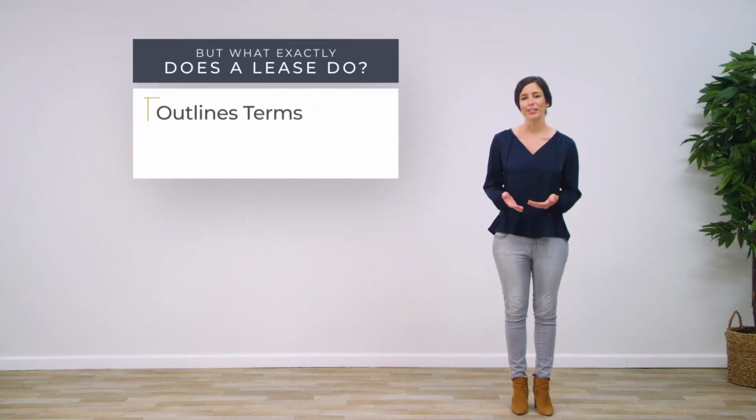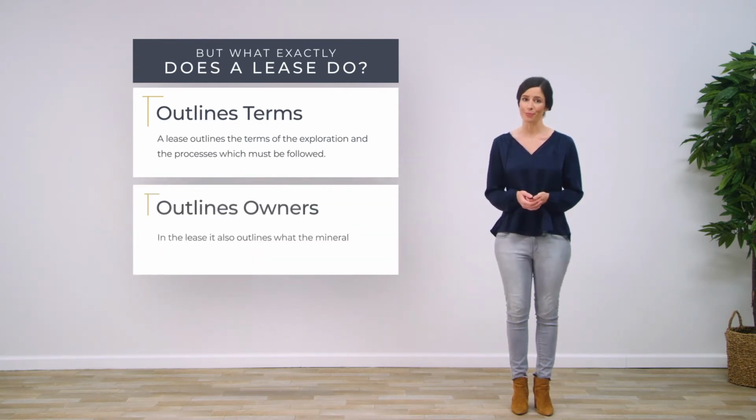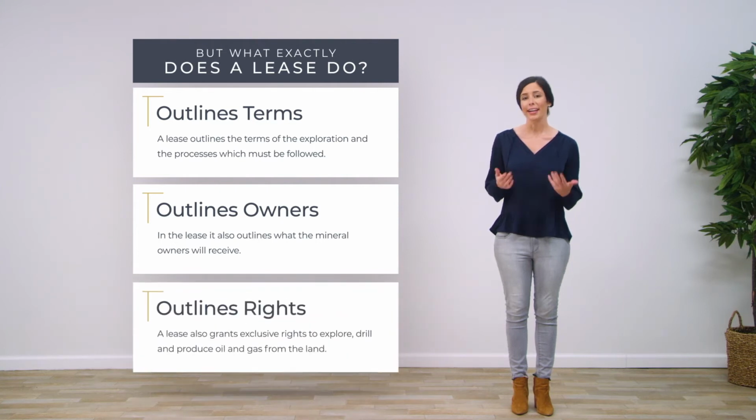A lease outlines the terms of the exploration and the processes which must be followed. In the agreement, it also outlines what the mineral owners will receive and grants exclusive rights to explore, drill, and produce oil and gas from that particular piece of land. Standard lease forms are available, however, the lease terms are all negotiable. And if drilling in the area is proven successful, mineral rights become more valuable.